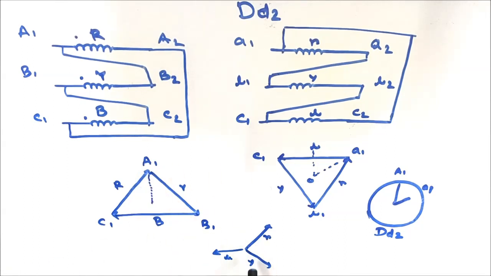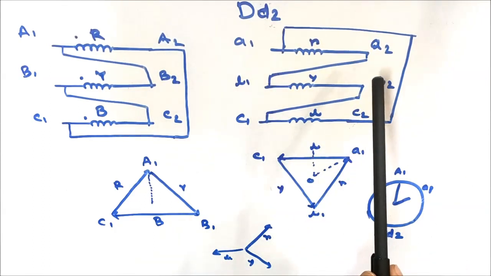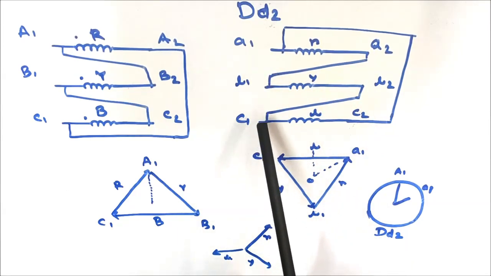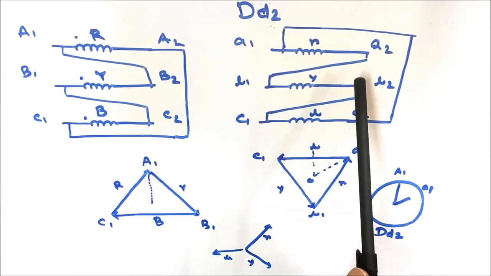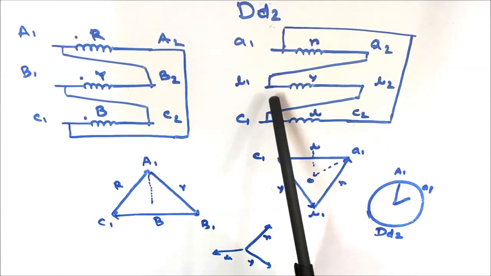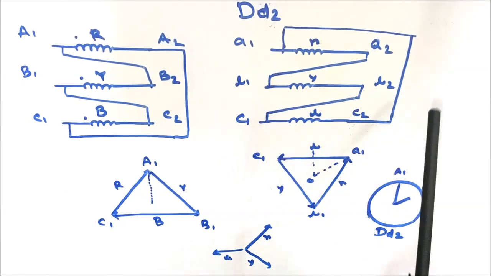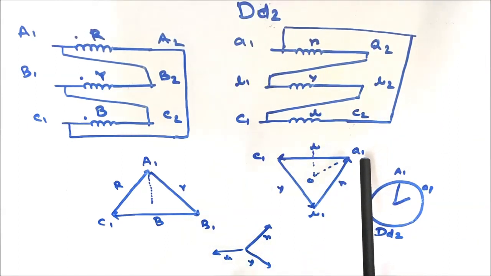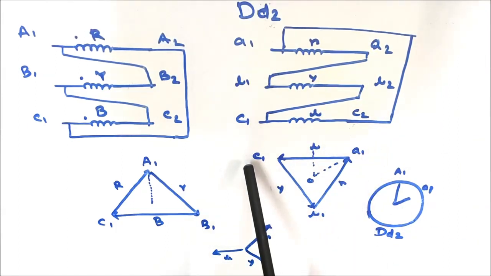So this is the red phase, yellow phase and blue phase connection for the LV side. So in case of the LV side connection, here the connection terminals remain the same, that is A1, B1, C1, but I have shorted A2 with B1 and B2 with C1 and C2 with A1. So here the connection terminals are A1, B1, C1.